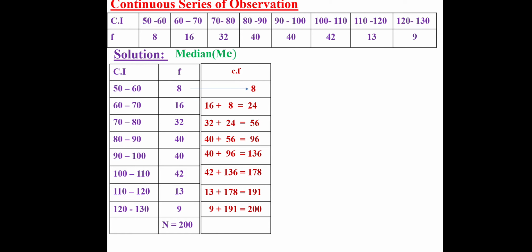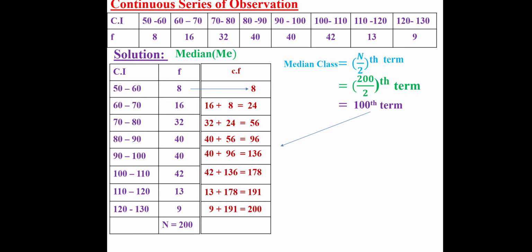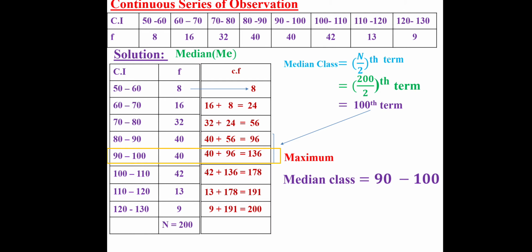Now the median formula: the n divided by 2 term. N equals 200, so 200 divided by 2 is 100. Where does it lie? It lies between 96 and 136. In that, the maximum is 136. That row we need to select. So the median class equals 90 to 100. Here CF will be the previous value in the cumulative frequency column. As shown, we need to find out 96.